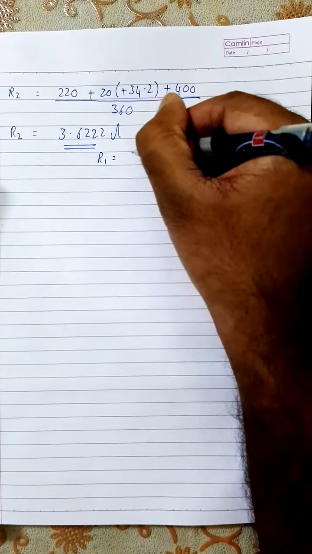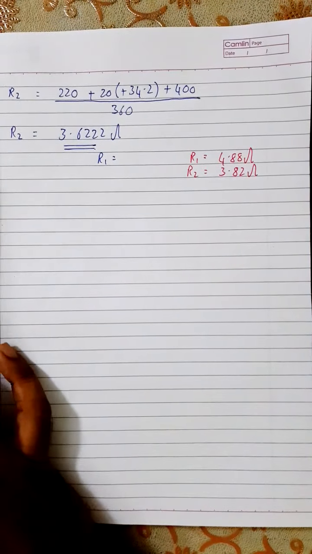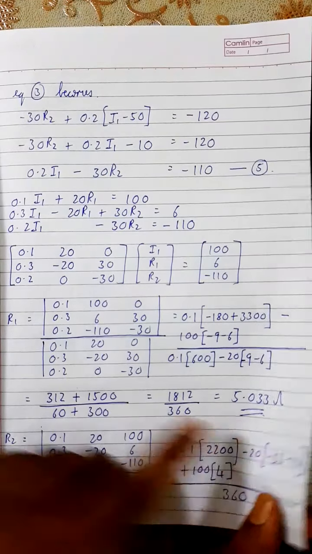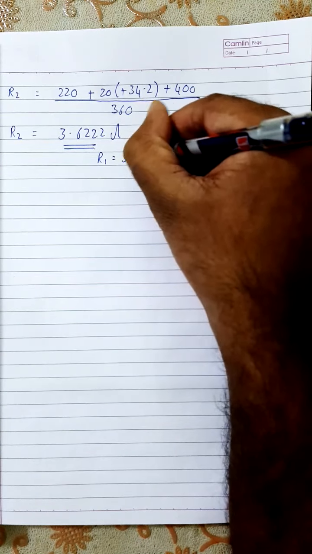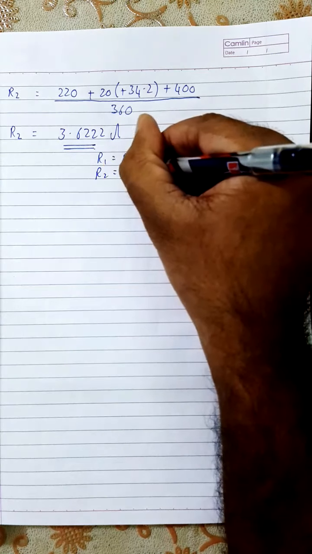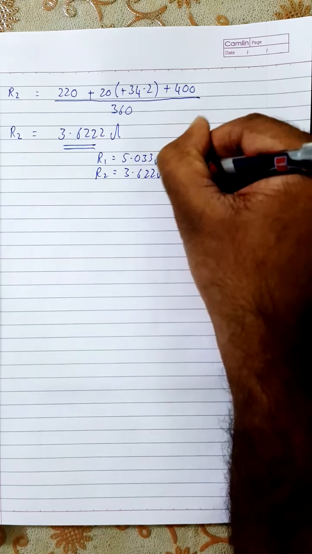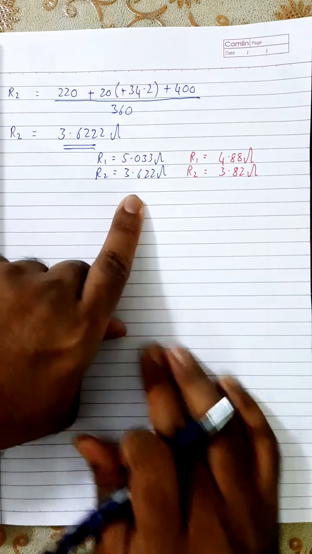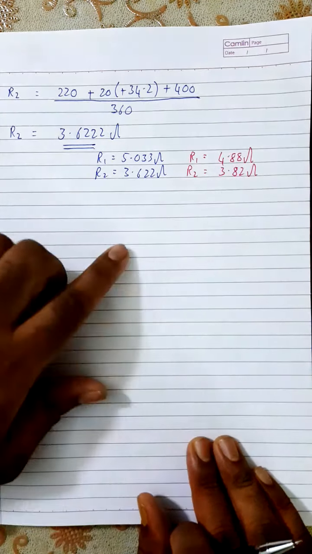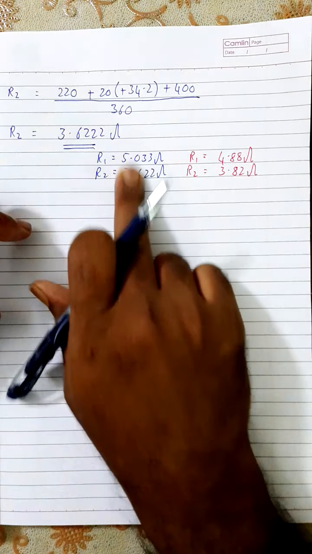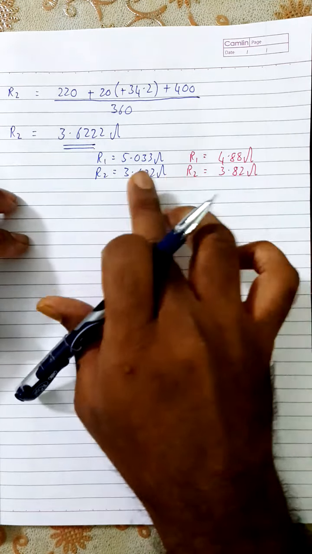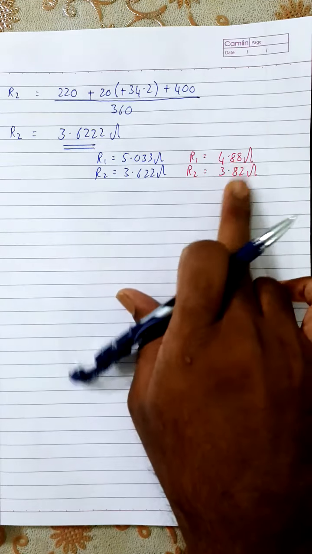Okay. So the answer I got was, let me see what I got for R1. R1 is 5.033 ohms, and R2 I got was 3.622 ohms. Okay, so this is the answer I got. This is the answer that is written in the textbook. Okay, so this answer I got both from mesh analysis and node analysis. That's why I'm confident this answer is correct, but still I just want you all to verify, okay, and see if you are getting this answer. All right.